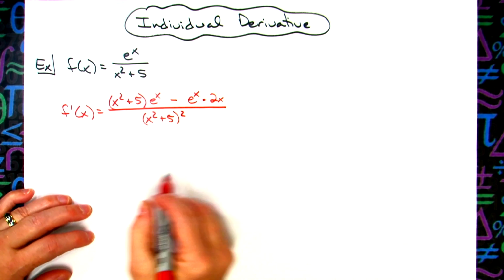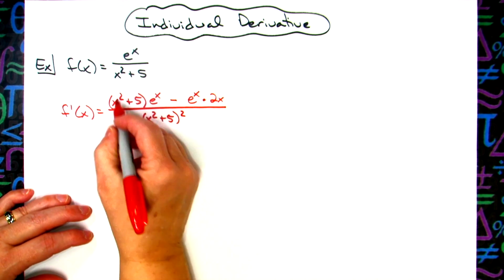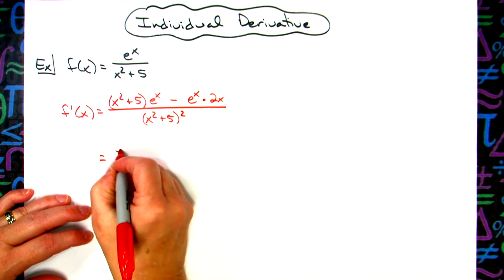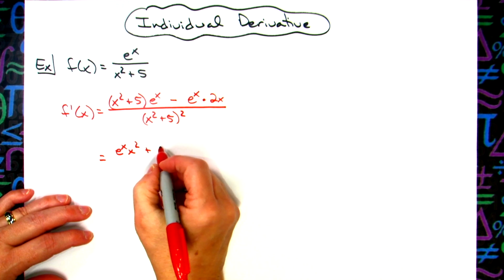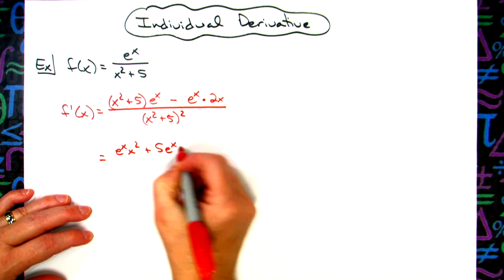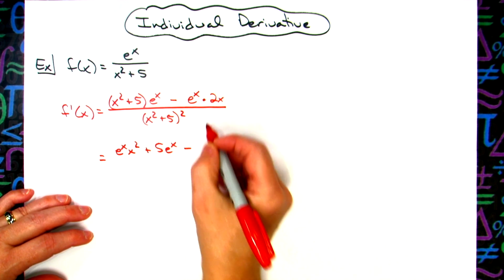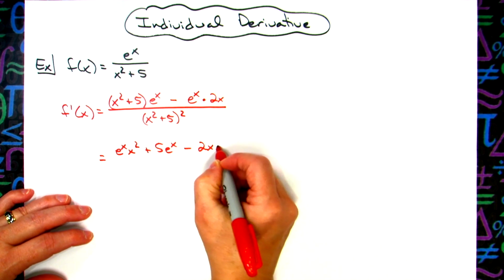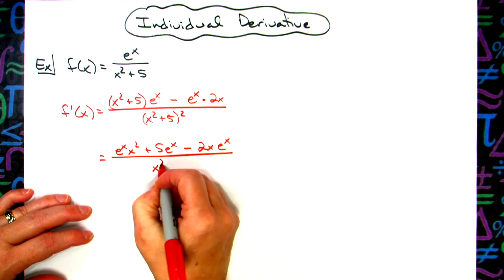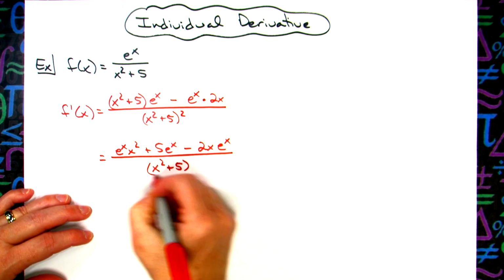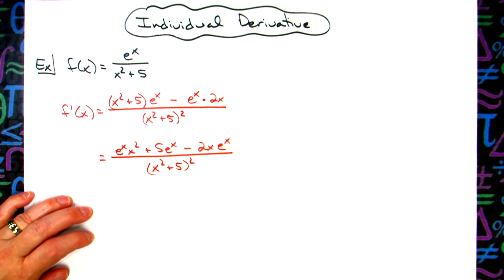All right, now on the top there, I'm just going to distribute the e to the x. So we're going to have an e to the x times x squared, and then a 5 e to the x, minus, we'll clean this up a little bit and make that a 2x e to the x, and then all over the x squared plus 5 to the second power. All right, now technically right there is your derivative.